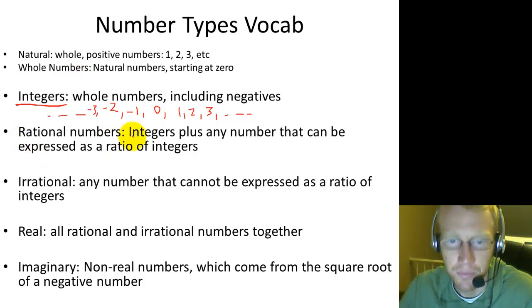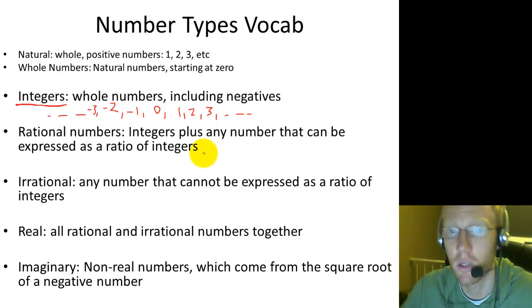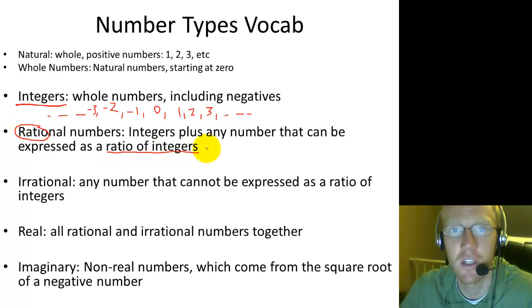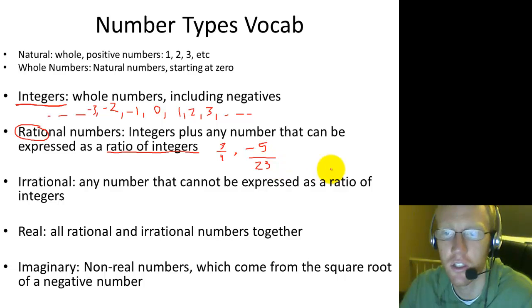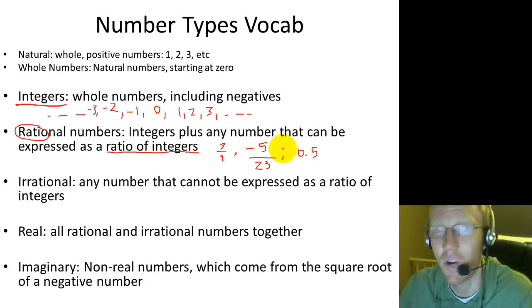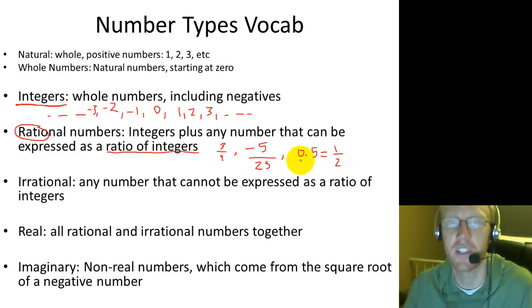Rational numbers are all the integers and any number that can be expressed as a ratio of integers. It's easy to remember because rational starts with the word ratio, and the definition is a ratio of integers. So for example, 3/4 or -5/23. All these are ratios of integers. What about 0.5? Right now that's a decimal, but because it is equal to 1/2, which is a ratio of integers, 0.5 is a rational number.